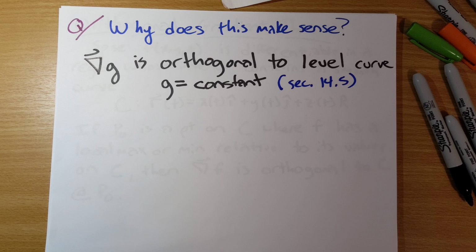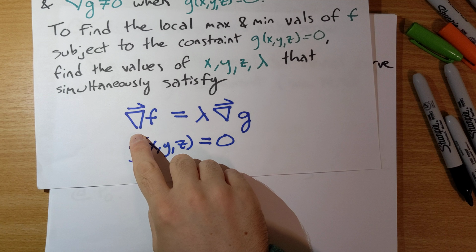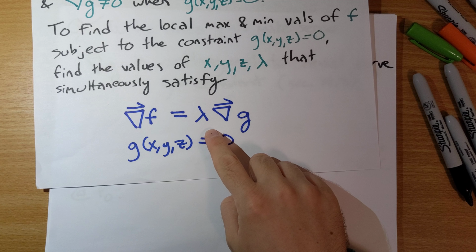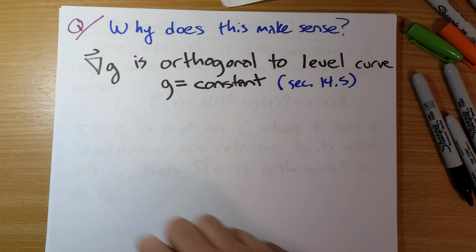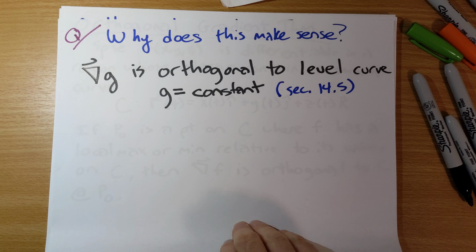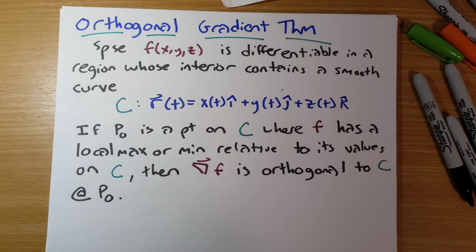Now we need to think about the gradient of f, because remember our goal here is to argue the gradient of f is equal to lambda times the gradient of g, so we need to connect up the gradient of f with the gradient of g. And to do this, we need to talk about what the book calls the orthogonal gradient theorem.